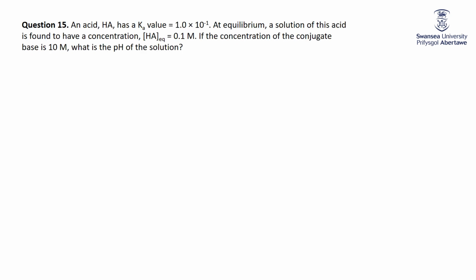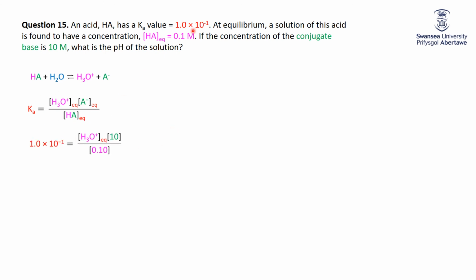Acid HA, K value 1 times 10 to the minus 1, in other words, nice big K value. At equilibrium, solution is acid found at concentration 0.1. The concentration conjugate base is 10. What's the pH of the solution? So there's our acid dissociation expression, for which the K is 1 times 10 to the minus 1. Break that down, and there's the K expression, but everything we're told is that at equilibrium. So plug it in.